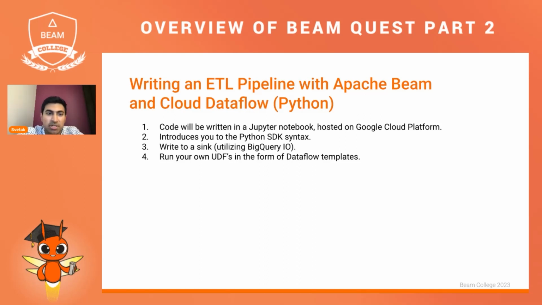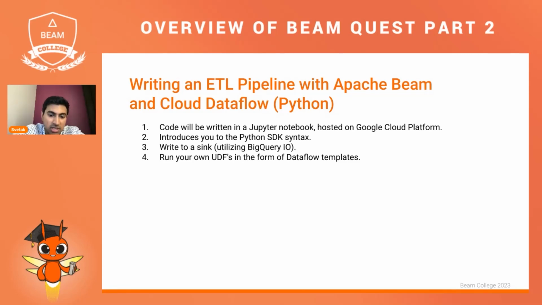One of the key aspects of this lab is that it's going to introduce you to the Python syntax, which is a little different than Java. And we've tried to make our SDKs mesh well with their native languages. In this lab, you're going to be writing to a sink. So you're going to be utilizing BigQuery IO, which is BigQuery's connector, and you're essentially going to write to BigQuery. And finally, similar to Lab 1, you're going to get to write your own user-defined function, and you can run it in the form of a Dataflow template.